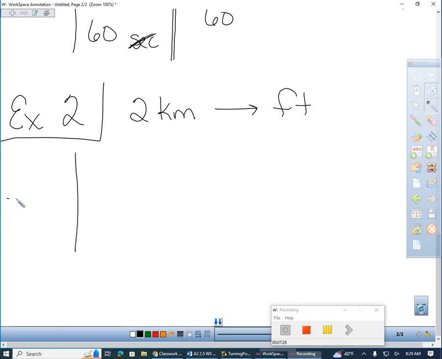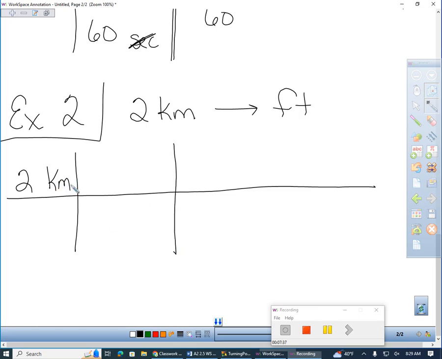All right, so my given information is 2 km. That means if I've got kilometers on top, it has to go on the bottom over here. Now, I need to figure out what I can convert it to. On page 814 in your book, hopefully, there are all of the different conversion factors.